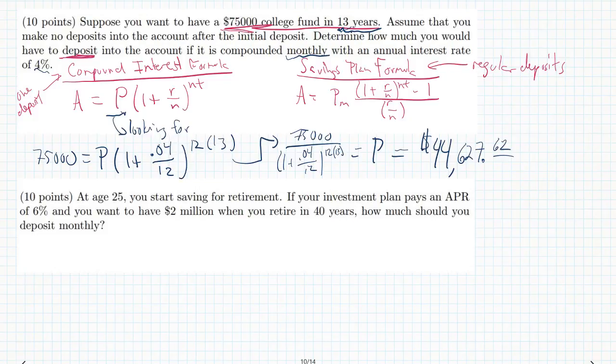So keep that in mind when you're trying to save up for something big later on down the road. And especially giving yourself time is the biggest thing. The amount of time you have, the better off it is. So the next one, at age 25, you start saving for retirement. If your investment plan pays an APR of 6% and you want to have $2 million when you retire in 40 years, how much should you deposit monthly?